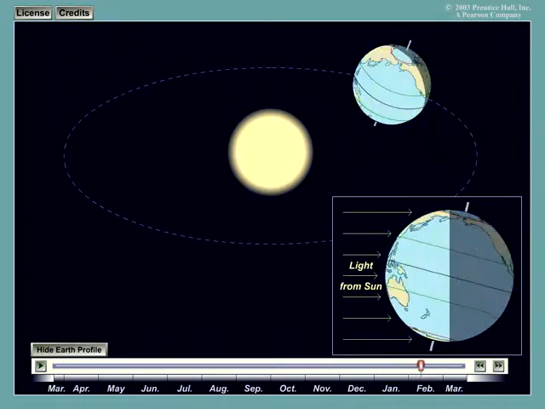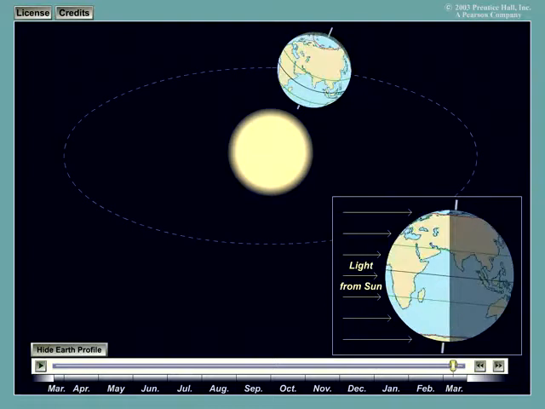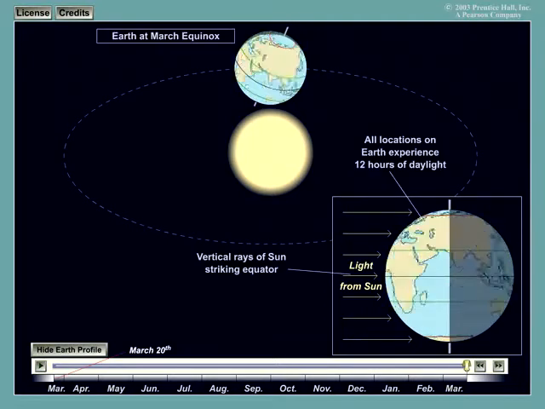Now we are moving back to the March equinox with 12 hours daylight all over the planet.